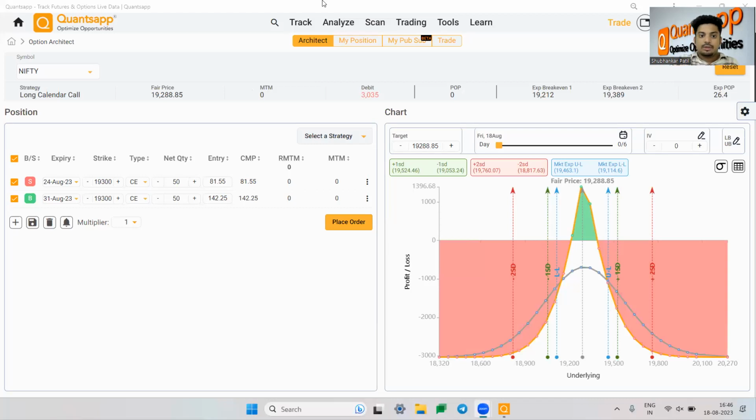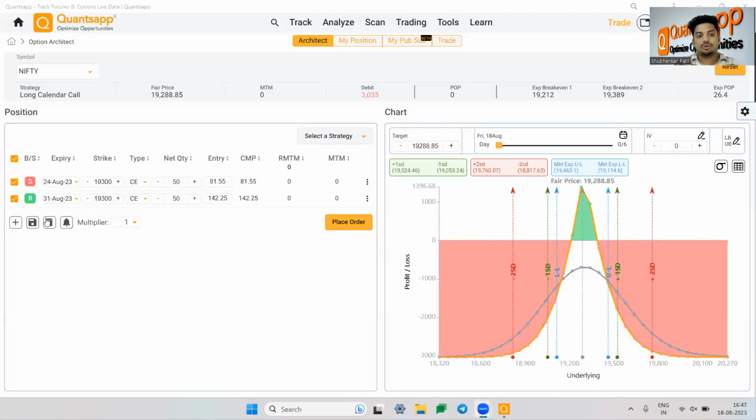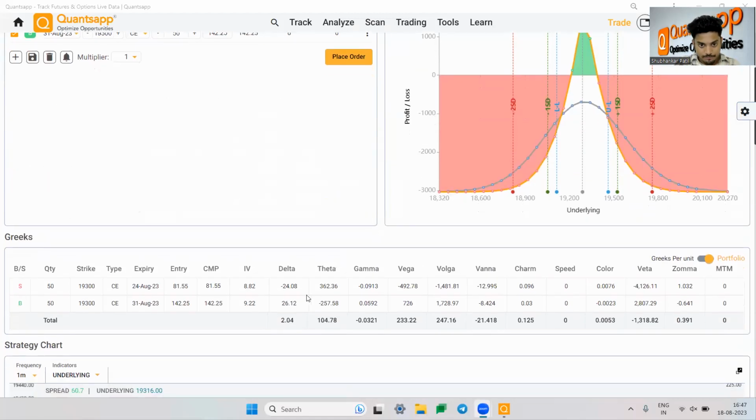What I mean is, let's say if this is the expiry date, the more far off I am from the expiry, the lesser the theta decay will be. The closer I am to the expiry date, the higher the theta decay will be. So just check this entire thing out, wherein we have sold 24th August call and we have bought 31st August call. To check the Greeks, I just need to scroll down a bit. Now for 24th August expiry, just see the theta. What is the theta? Theta is 362 rupees positive. Now why is it positive? Because I have sold that particular leg.